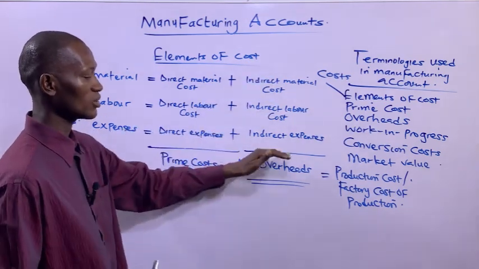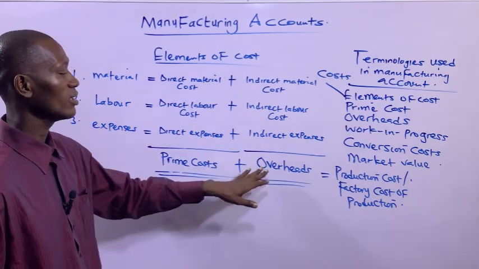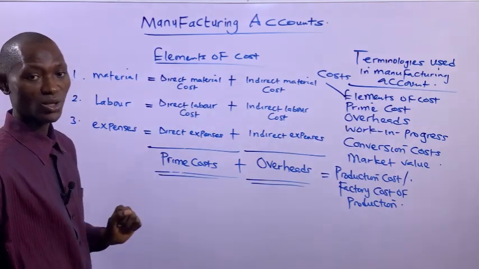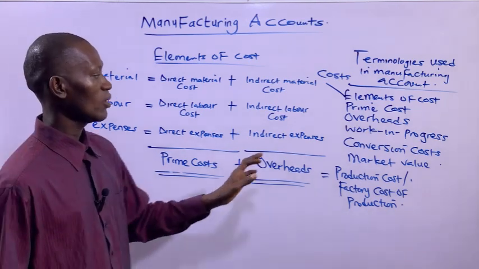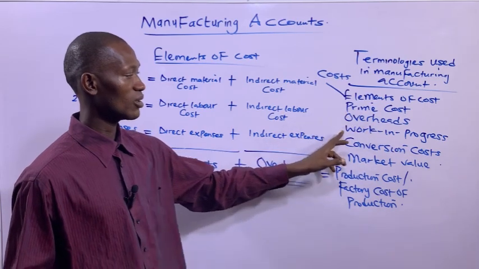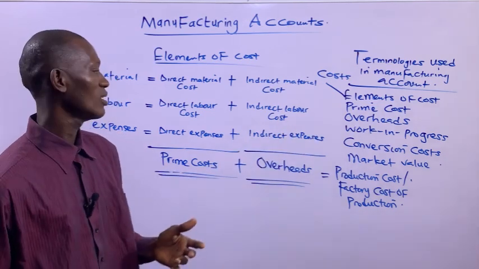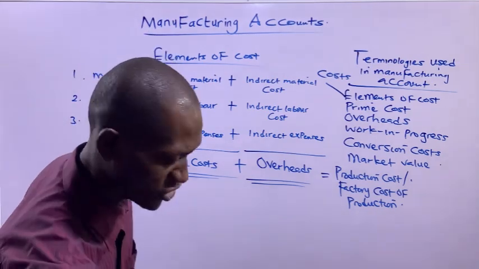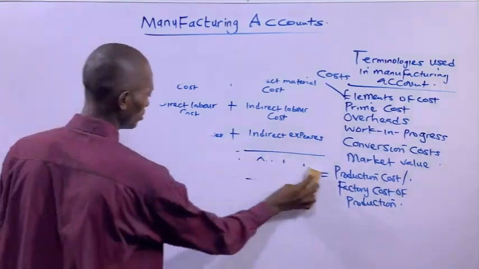So when you add all this, the addition of all the indirect expenses or costs, you're going to have overheads. Addition of all the direct costs, you are going to have prime costs. So that's what we have. So we have indirectly talked about elements of cost, prime cost, and overheads. So then let's look at prime cost, and shed more light on that. I hope this is understood.